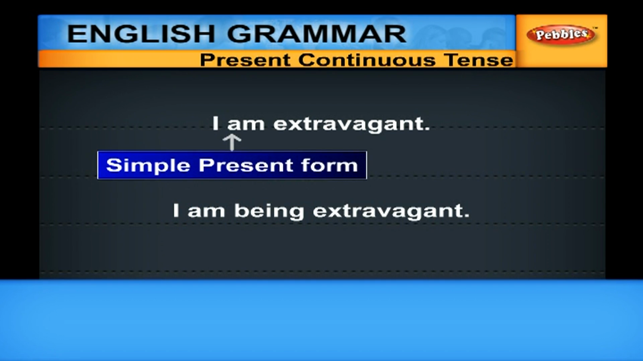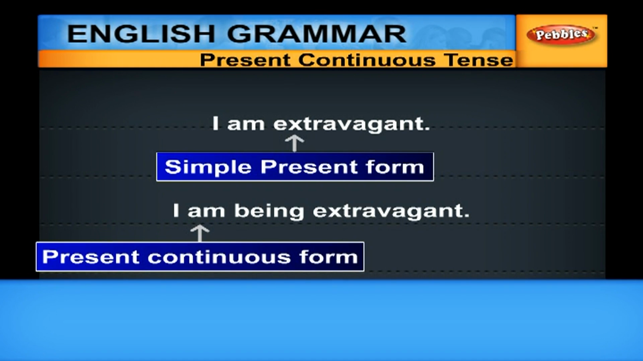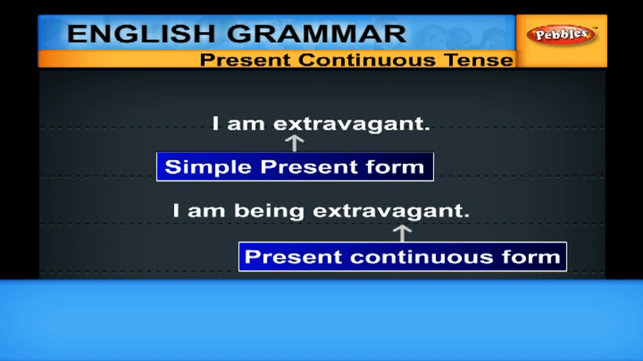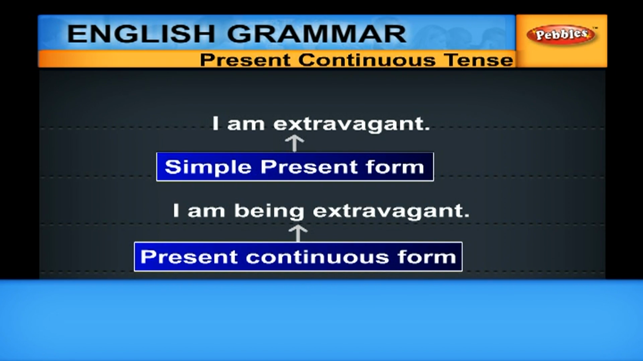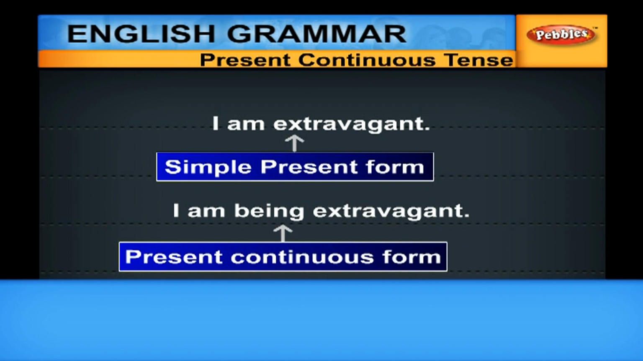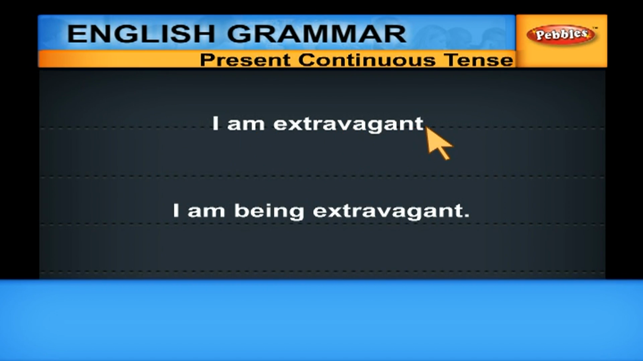The first one is in the simple aspect. It refers to my habit. I spend a lot. The second one, I am being extravagant, is in the continuous tense. It means that I am spending freely at this point of time. I am in a mall or in a shopping place and I am spending a lot. The first one is simple present and the second one is present continuous.